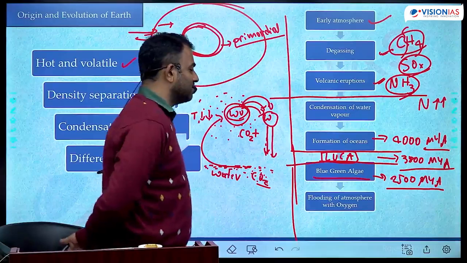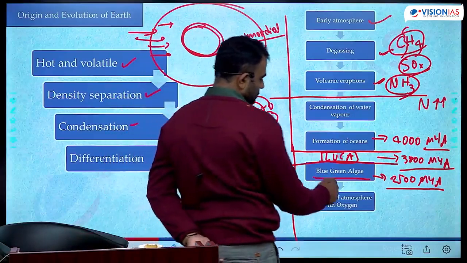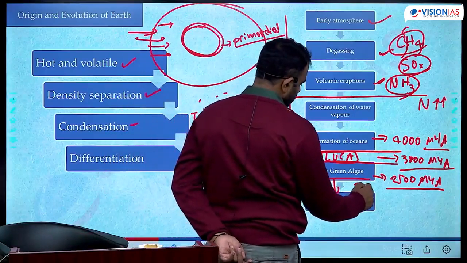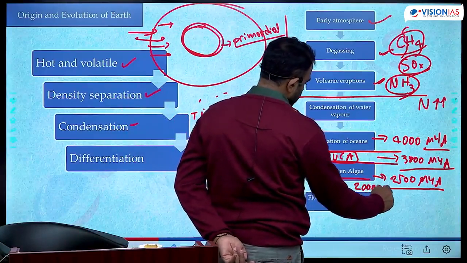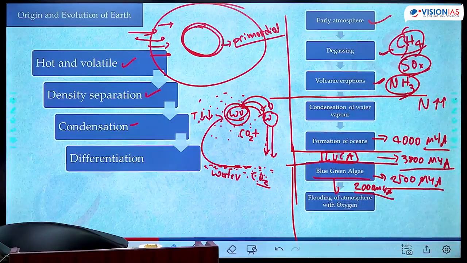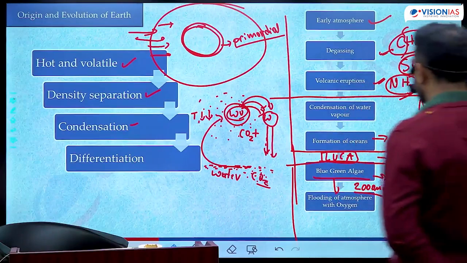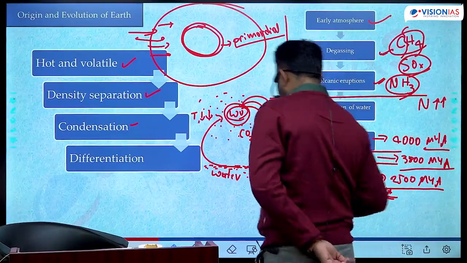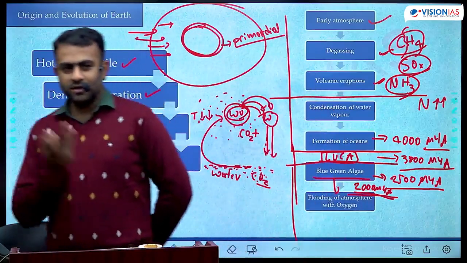Now the excess oxygen will start to flood the atmosphere. ये होगा around 2000 million years ago. अभी excess oxygen will start to flood the atmosphere. मतलब atmosphere के अंदर आना शुरू होगा. Atmosphere के अंदर gradually increase होगा. From 2000 million years ago till present, it is still continuing only.